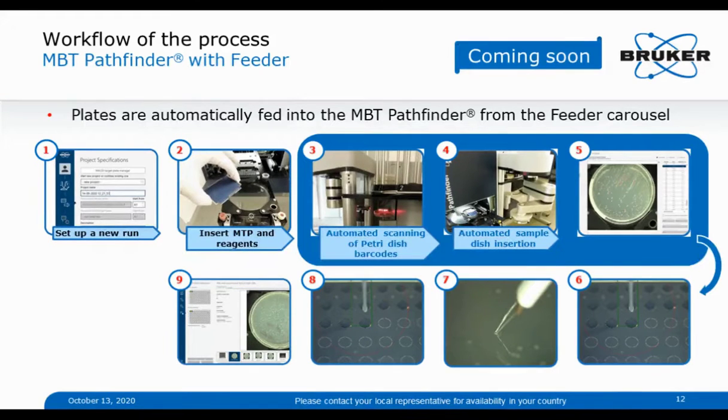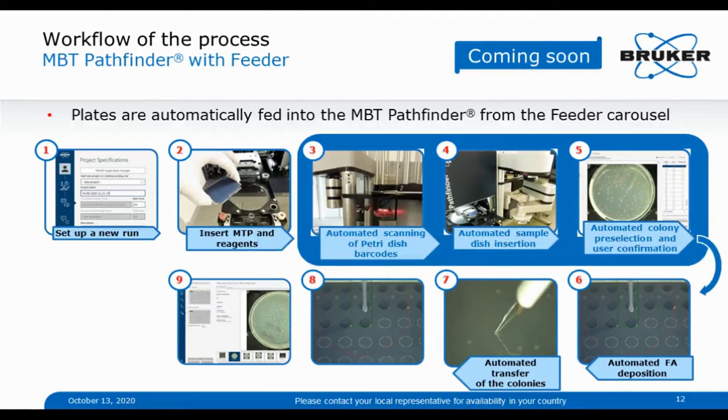A colony is selected. The Pathfinder makes a recommendation for a colony, and you can accept that, or you can select manually another one. After this selection, first on the target, formic acid is deposited, and after this deposition of formic acid, that's something special, the colony is transferred into this droplet of formic acid.